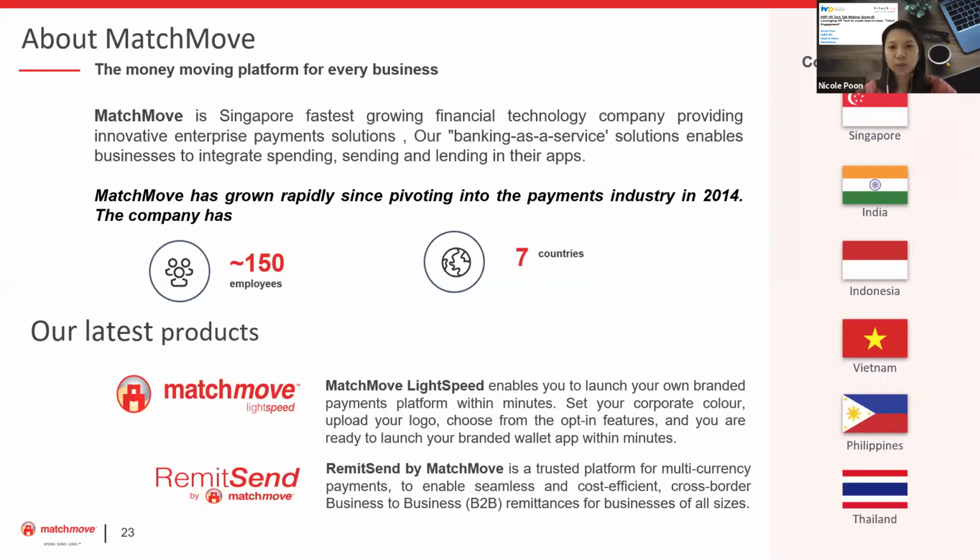Back to MatchMove, we are at the leading edge of financial technology, providing products like Lightspeed and RemitSend. You are welcome to learn more about our products and services on our website. Today at MatchMove, we have about 150 employees and are present in 7 countries. As head of talent, the use of HR tech is integral to our corporate growth and expansion.